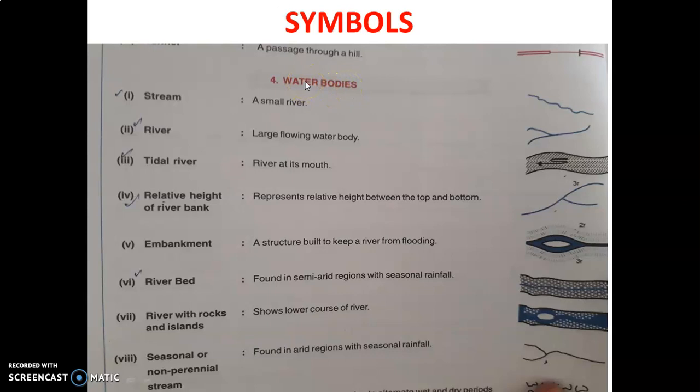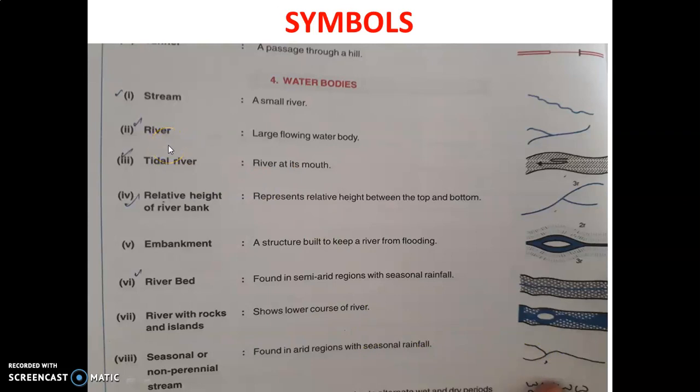First, water bodies. Water bodies are an example of natural features. Now, what is the symbol for stream? If only a blue line is there, then this symbol indicates a perennial stream. A small river is known as a stream, and this single blue line indicates a perennial stream. And this eighth one, you will see, the symbol is black in color. The symbol is the same as on the top, but the color is different. If this line is represented in black color, then it shows a seasonal or non-perennial stream.